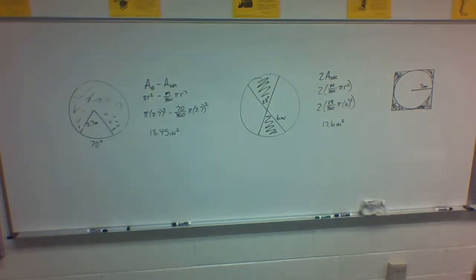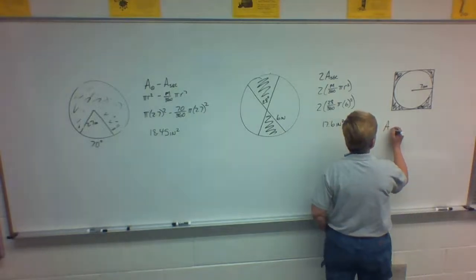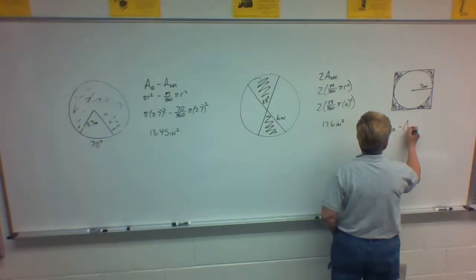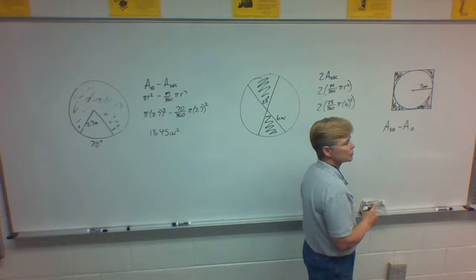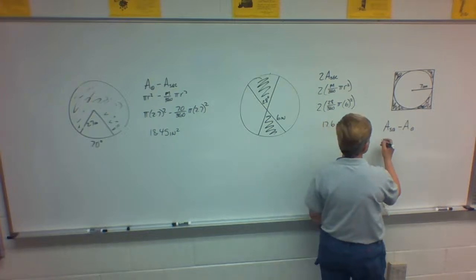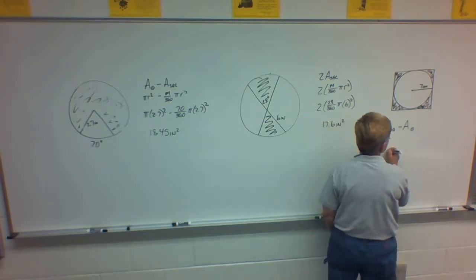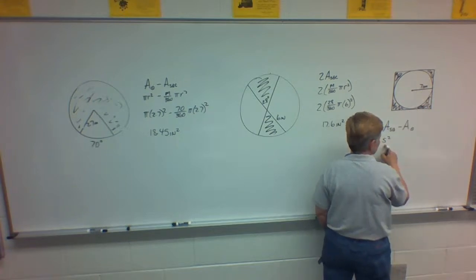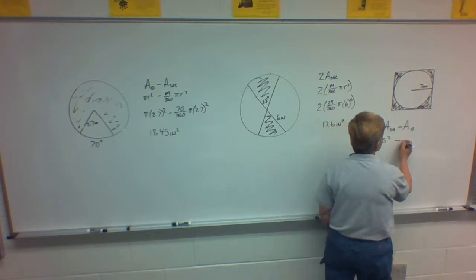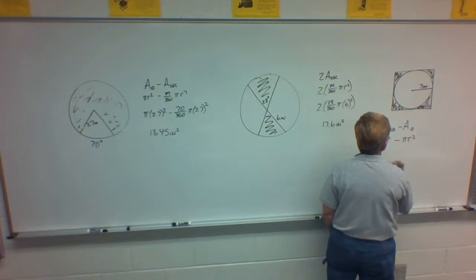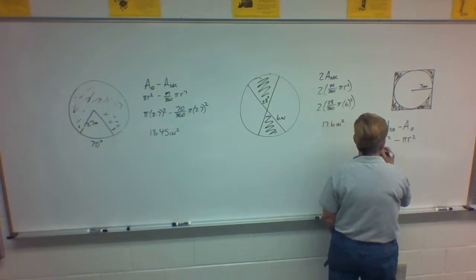The strategy is area of a square minus area of a circle. That'll leave you the shaded stuff, right? Area of a square is side squared. It's just the length times the width, but they have to be the same thing. So I write s squared minus the area of a circle, pi r squared. So we start to fill in the gaps here.